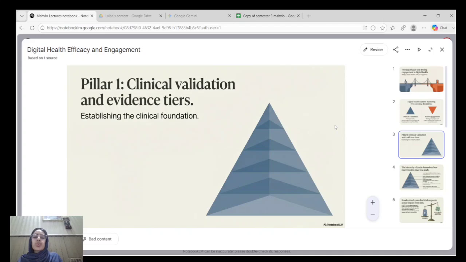Before we worry about where users tap on screen, we are establishing the clinical foundation. This is about proving to doctors, regulators, and patients that your algorithm actually improves health outcomes. Without this foundation, your software is just a toy. For example, if we are building a medical triaging app that is AI-powered, we have to prove to doctors that it asks questions and follow-up questions, and it does all these things correctly.